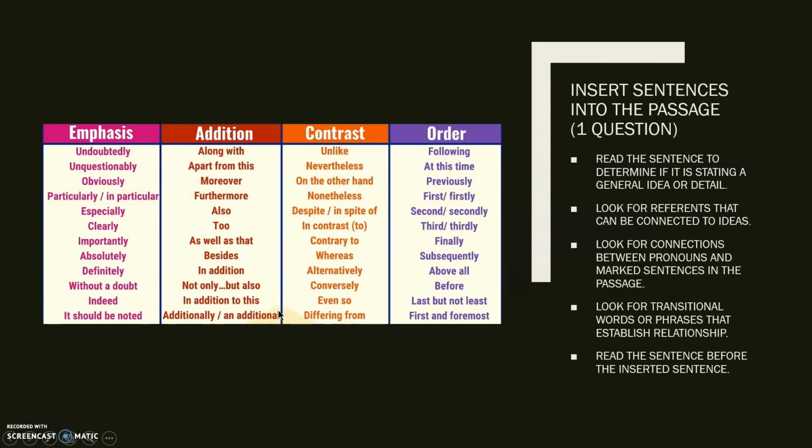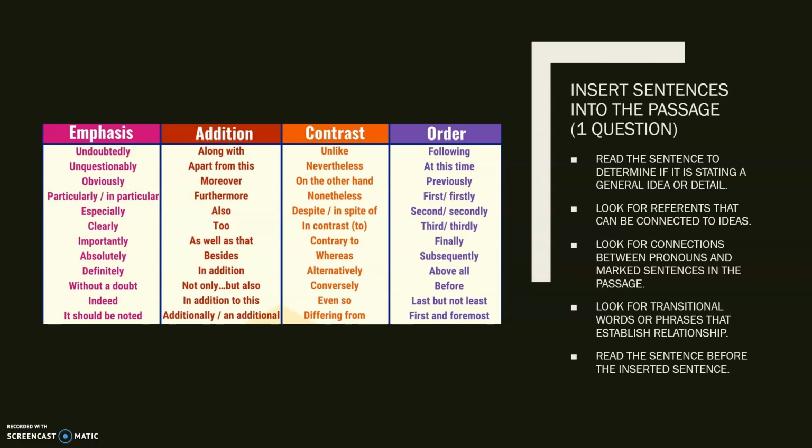Next, we have insert sentences into the passage. We're always going to have one question. Read the sentence to determine if it's stating a general idea or a detail. General ideas usually occur toward the beginning of a paragraph. An example or detail will typically be one of the sentences after the main idea sentence of a paragraph. Look for references that can be connected to ideas.